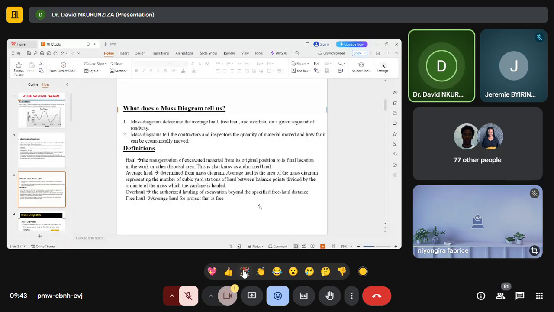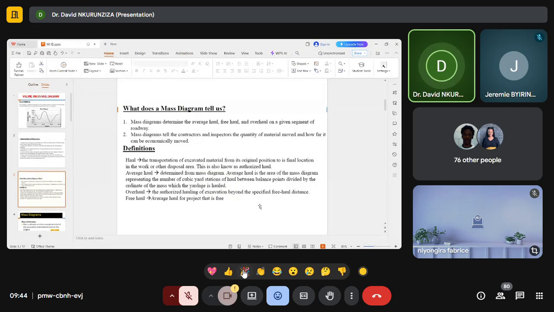Then, by the mass diagram, you of course optimize, or distribute the soil economically. Optimize, so use the soil economically. Distribute the soil economically along the whole road project. Are you together, guys?